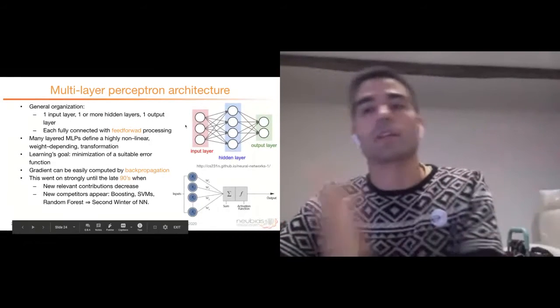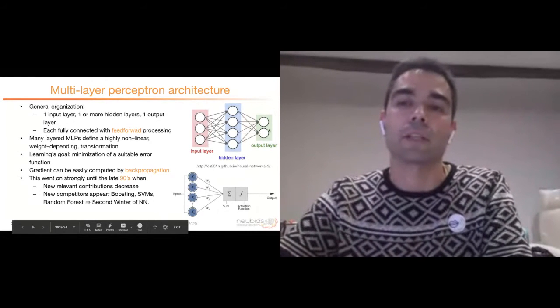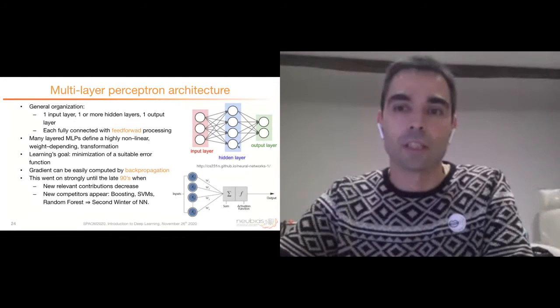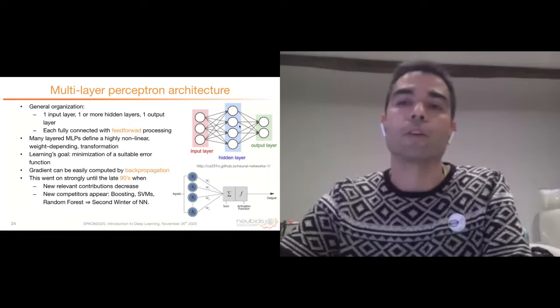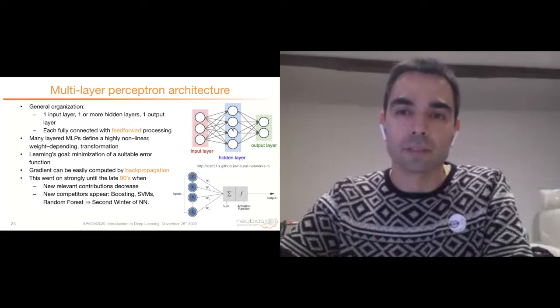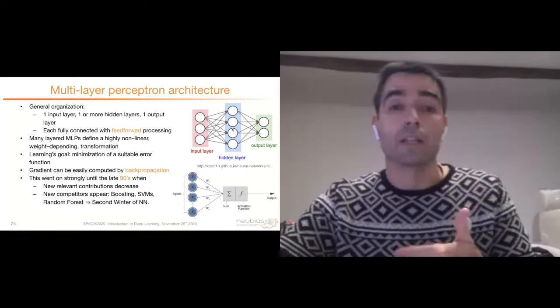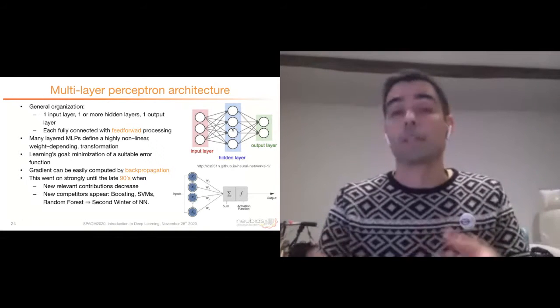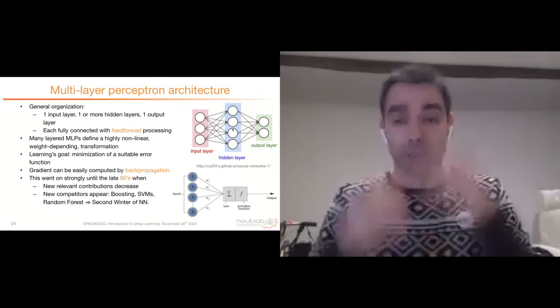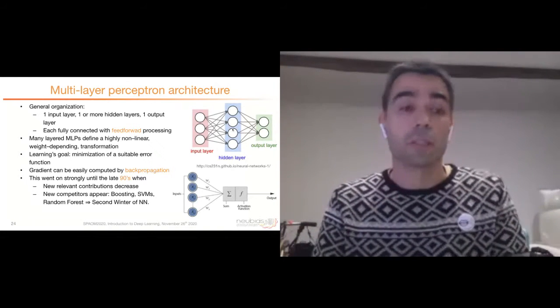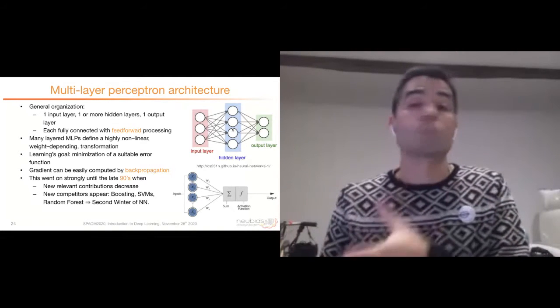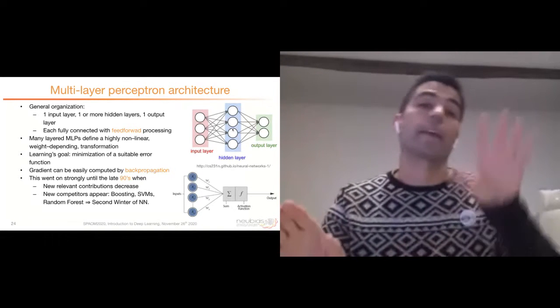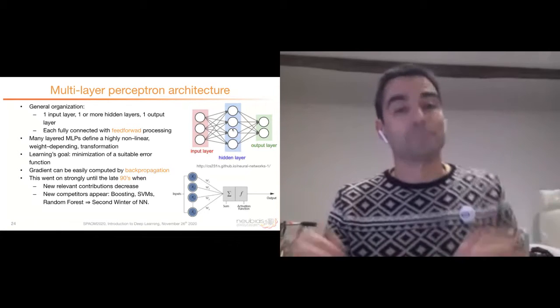We start from the input layer and go adding up until the output layer. So basically, we are defining a very highly nonlinear, weight-dependent transformation, because everything depends on the weights on all these connections. And we calculate those weights by minimizing an error function. For example, if we are doing age estimation with the facial images that we mentioned before, we could take the minimum square error between the expected age and the actual age.